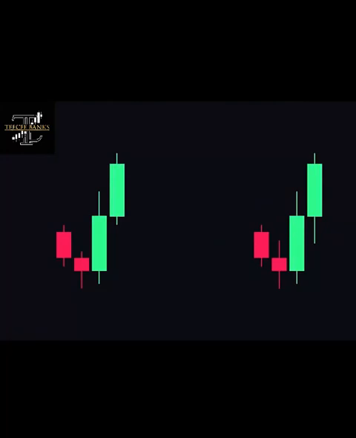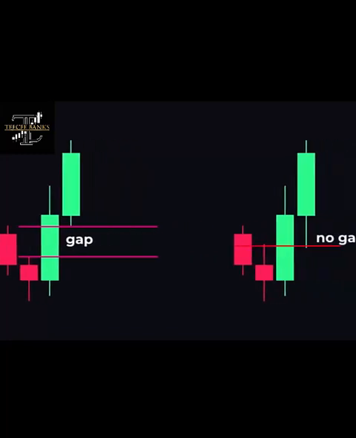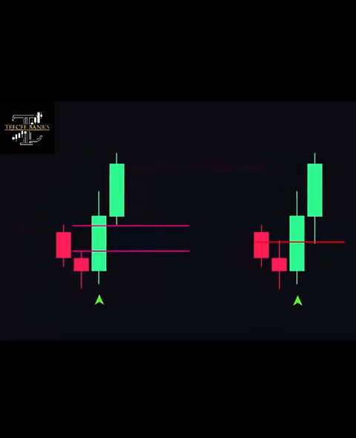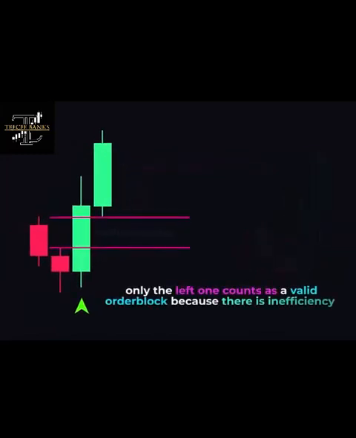Both moved upward significantly. However, notice the key difference. The one on the left has a gap between the first candle's upper wick and the third candle's lower wick, while the one on the right doesn't have it, as the wicks are intersecting with the candle's full body. This gap is what's called an inefficiency or imbalance. So, even though both setups show significant upward movement, only the left one counts as a valid order block because there's inefficiency.